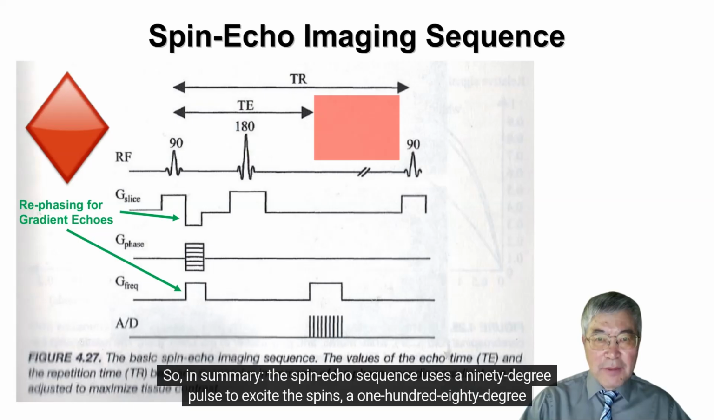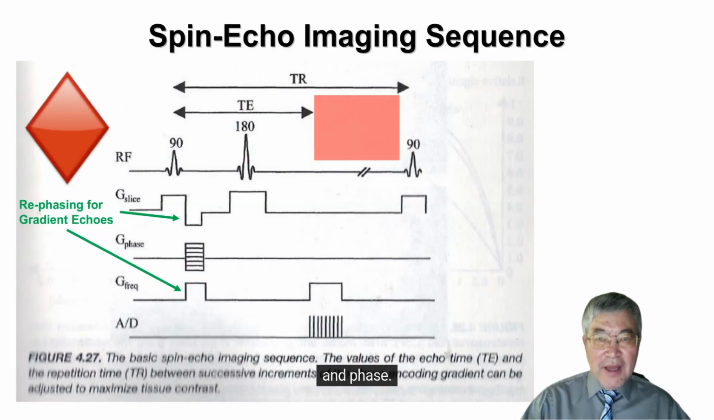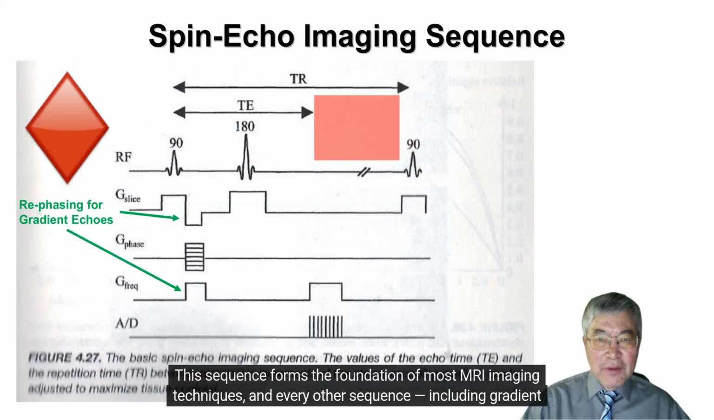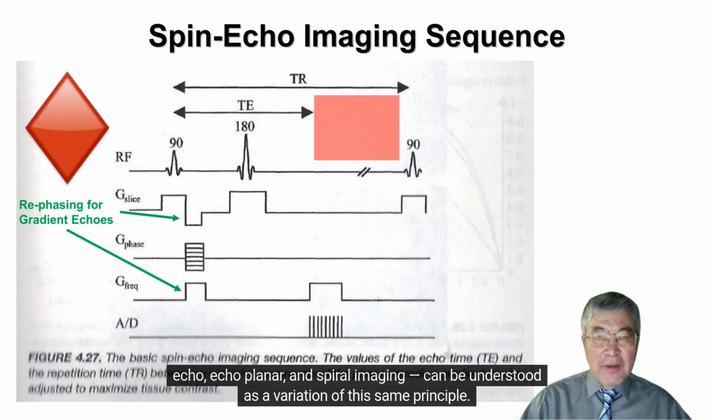So, in summary, the spin echo sequence uses a 90-degree pulse to excite the spins, a 180-degree pulse to rephase them, and a carefully timed set of gradients to encode spatial information in both frequency and phase. This sequence forms the foundation of most MRI imaging techniques, and every other sequence, including gradient echo, echo planar, and spiral imaging, can be understood as a variation of this same principle.